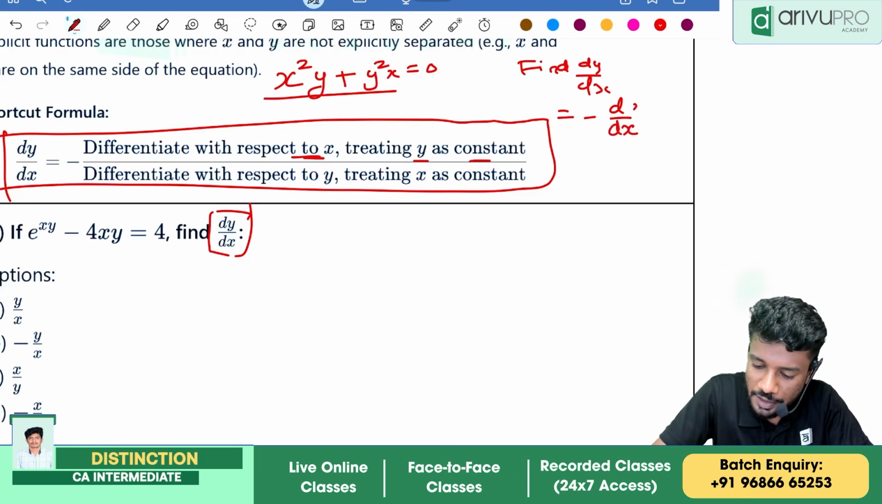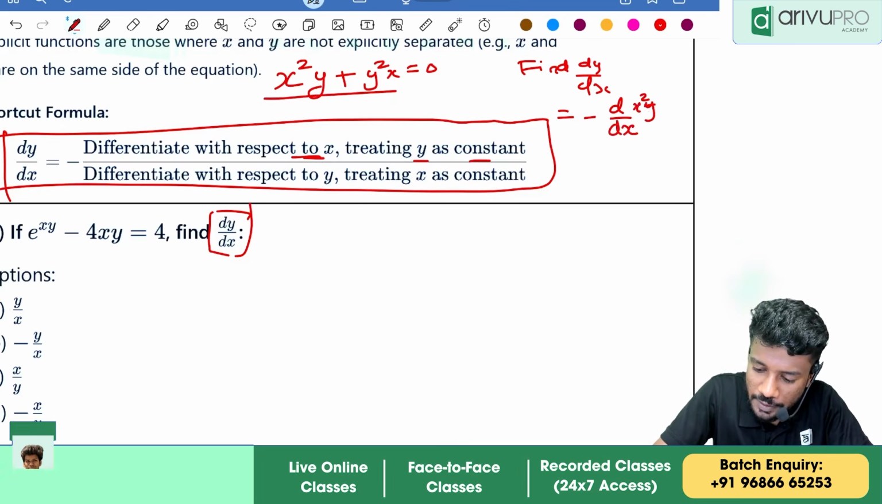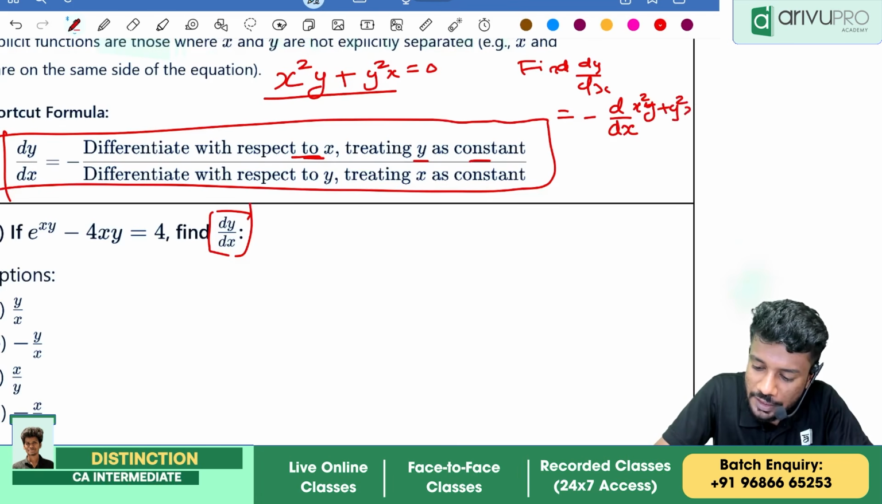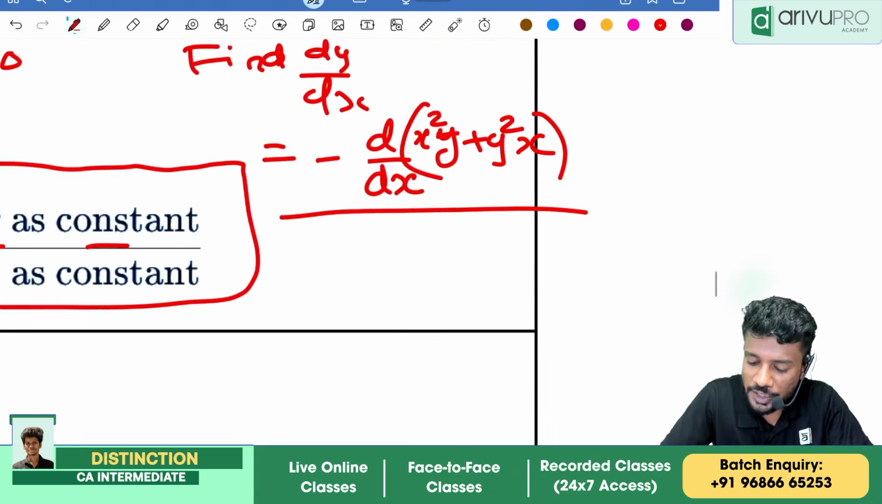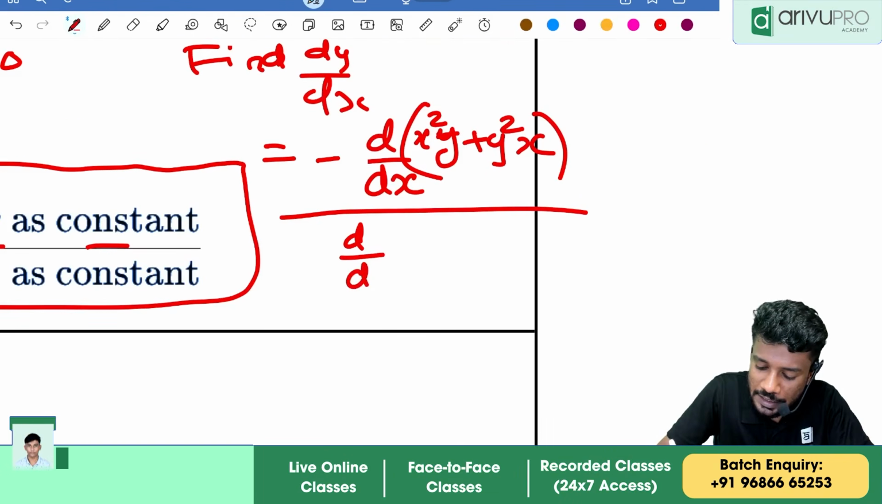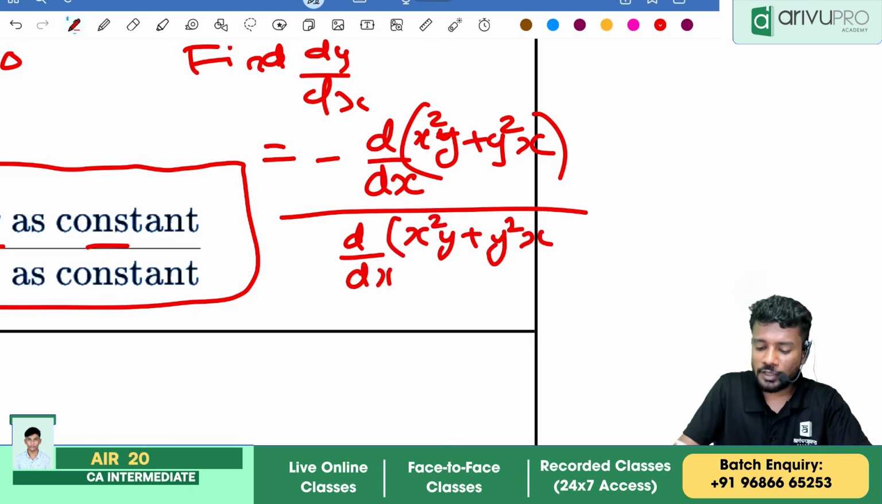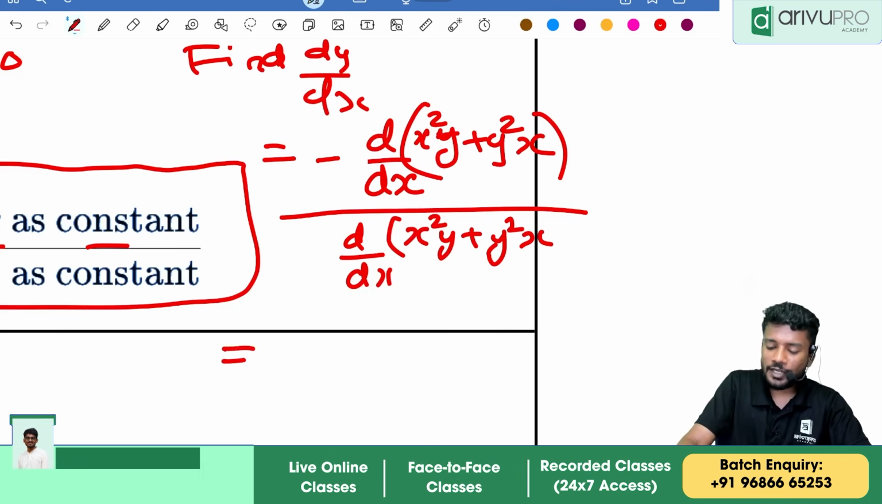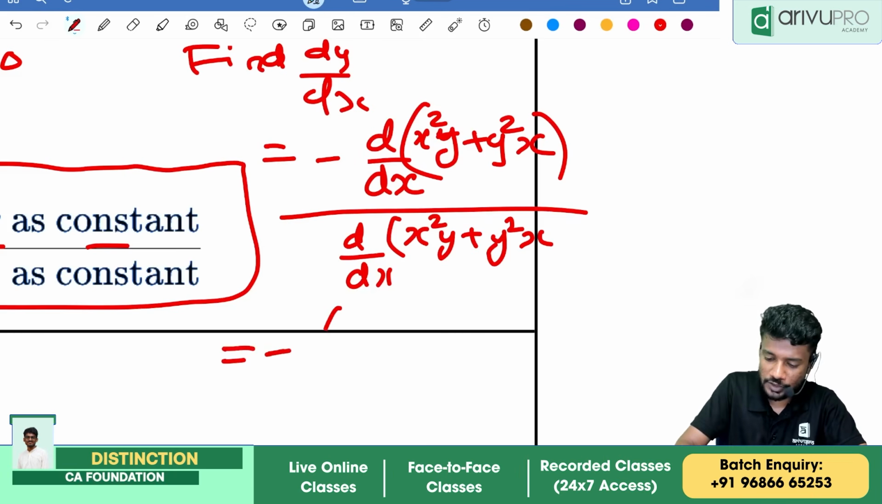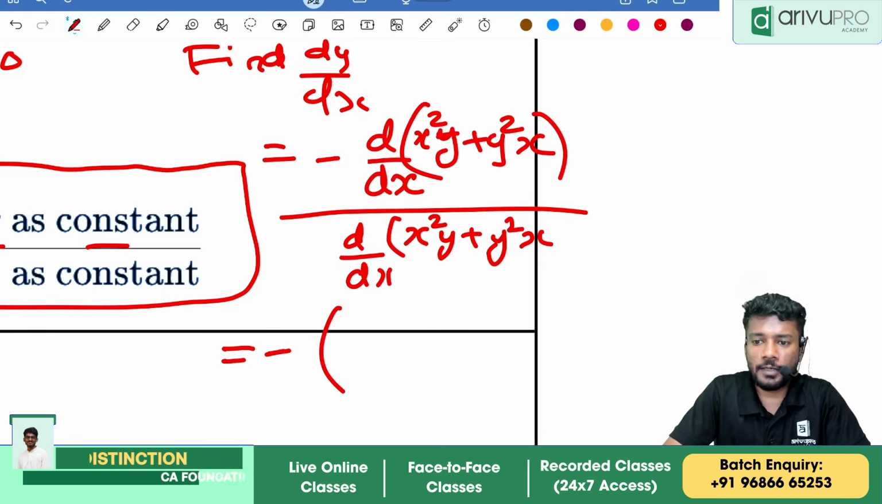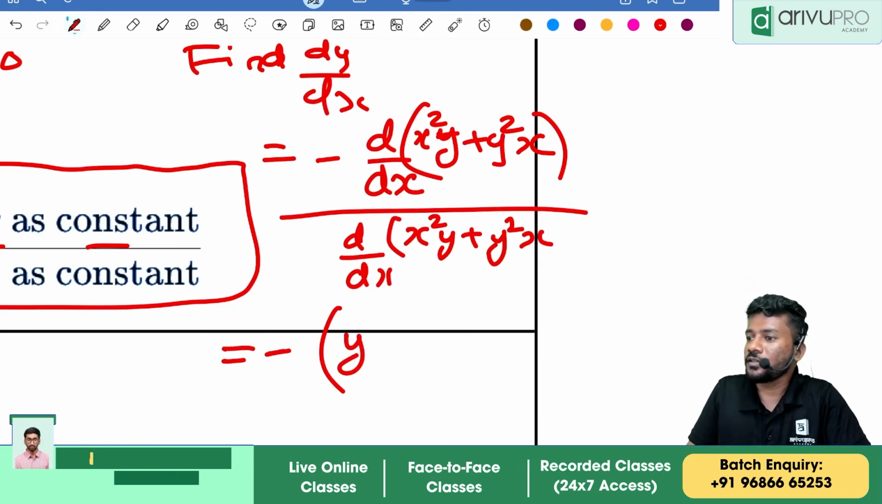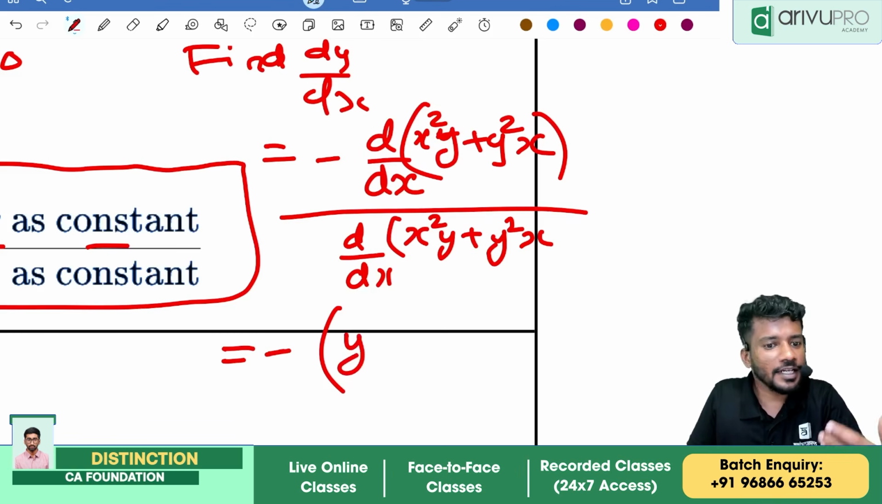That is nothing but x square into y plus y square into x, the entire thing divided by differentiate with respect to what? The y. What are we differentiating? The same function which is given in the question. Now you tell me, in the numerator what is a constant? Y is a constant. That means when I take d by dx of x square y, can I take y outside? It is a constant, so I can take it outside.